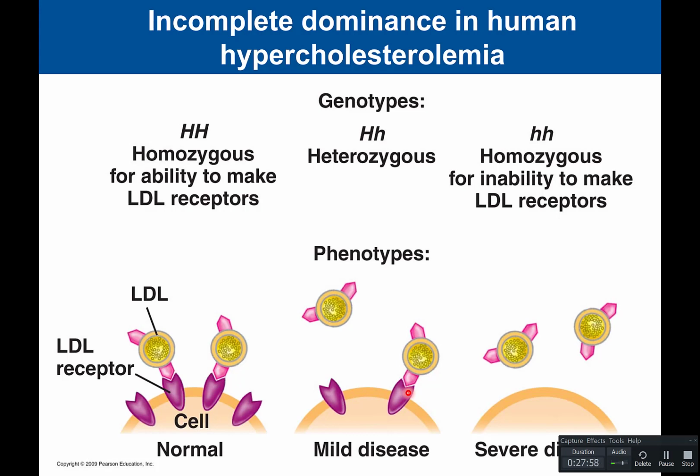If they are homozygous for the inability to make LDL receptors, that means they have 0 copies of functional receptors. Without the LDL receptors, cholesterol can't get into the cells and instead stays in the bloodstream, and that is going to lead to very high cholesterol. Usually patients who have this might end up having a cardiac episode by the time they're in their 20s. This is extremely high cholesterol.